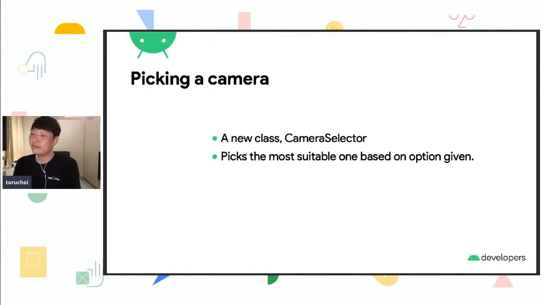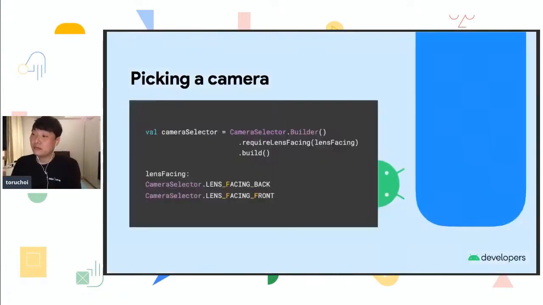Picking a camera. Okay, we can use this class camera selector to pick the most suitable camera upon given options. By using this option, CameraX automatically picks the most suitable one. As you can find, everything has been based on the builder pattern. Now the camera selector needs only one line, require lens facing back or facing front. I'm not sure, but in the future there may be more various things for selector. But now in beta stage, we only need to initialize and ensure we use which lens we want to use.